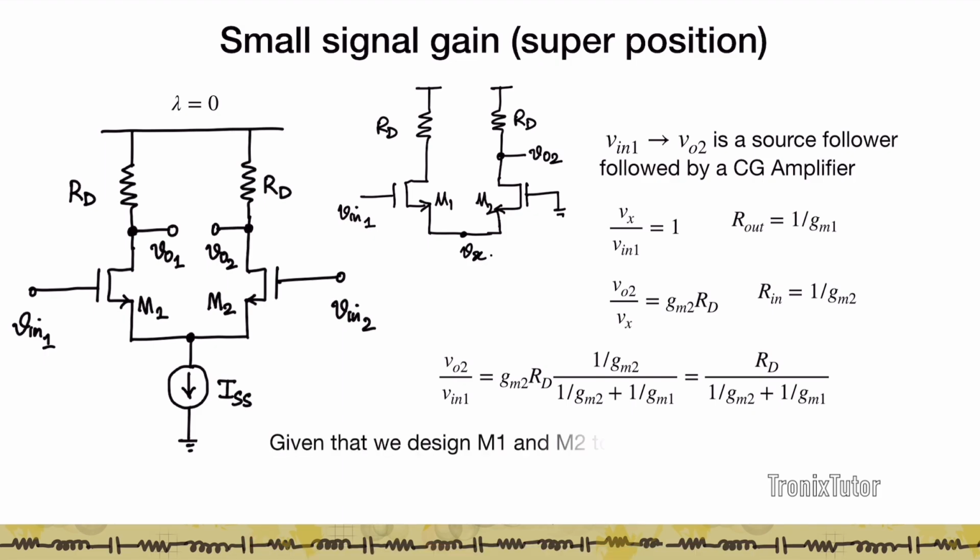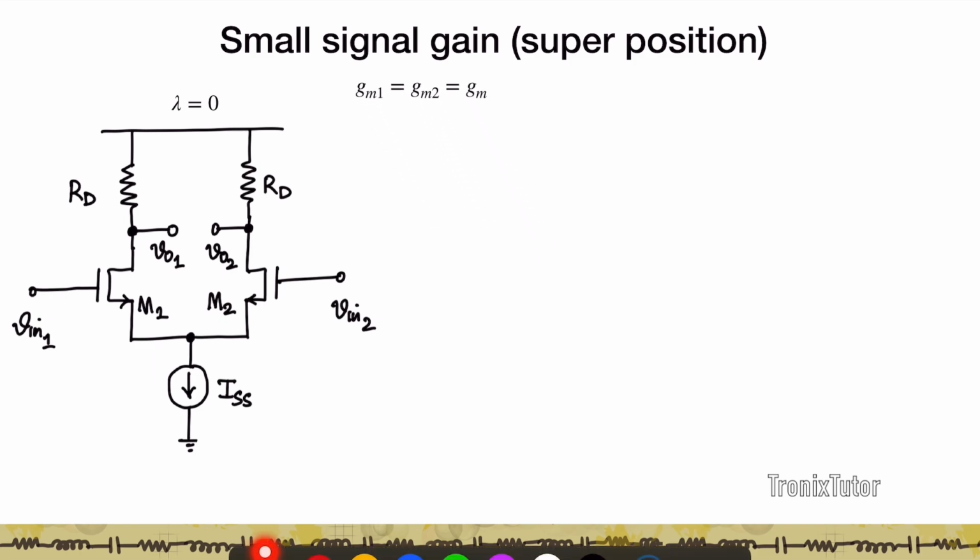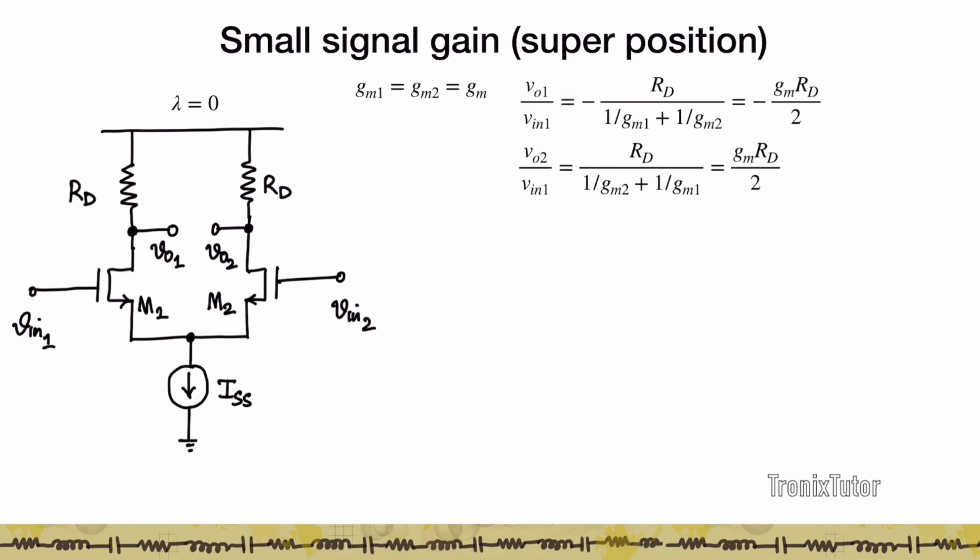Now normally when we design this circuit, we ensure that both these parts are symmetric. So we assume that M1 and M2 are identical to each other. That is, they have the same bias current, they have the same size. And so in such a case, I can say gm1 equals gm2 equals gm. And if I continue with this analysis, the gain from Vin1 to VO1 is given by minus gm RD/2, and the gain from Vin1 to VO2 is plus gm RD/2.